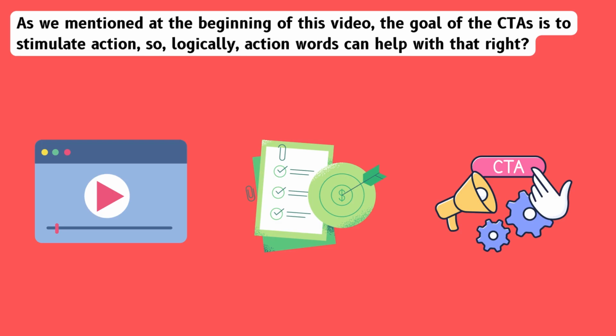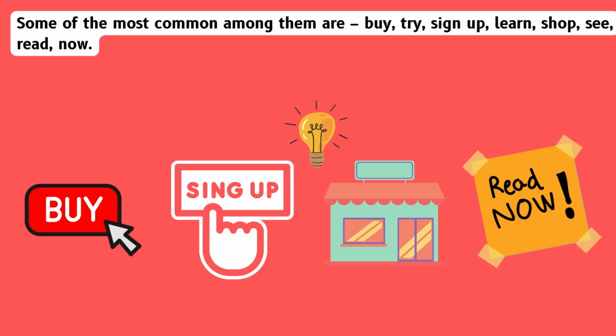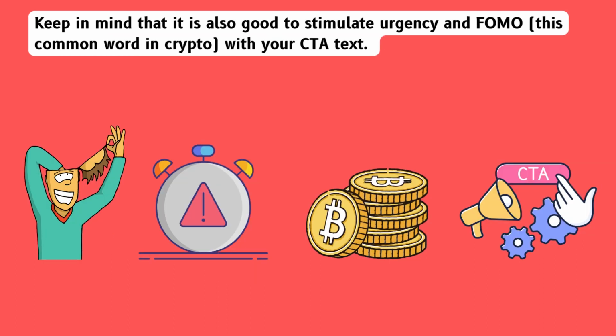Use action words. As we mentioned at the beginning of this video, the goal of the CTAs is to stimulate action, so, logically, action words can help with that, right? Some of the most common among them are buy, try, sign up, learn, shop, see, read, now.